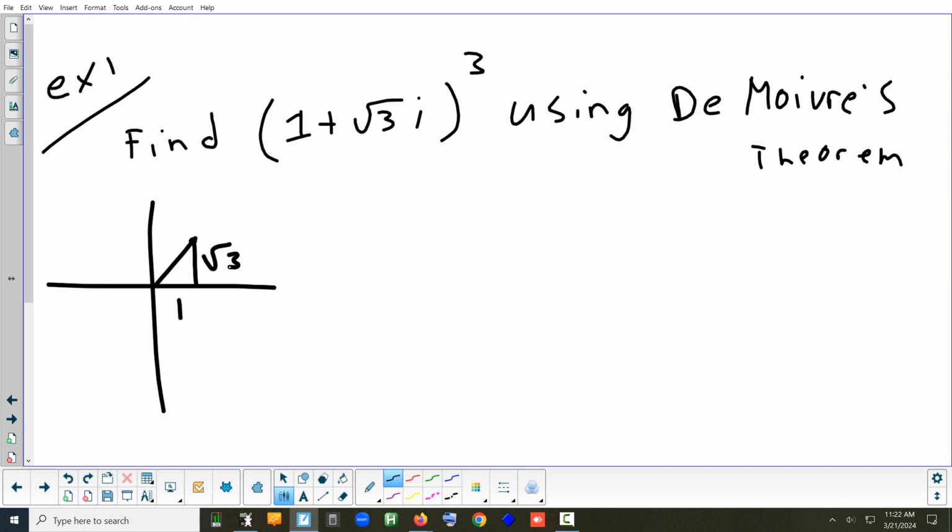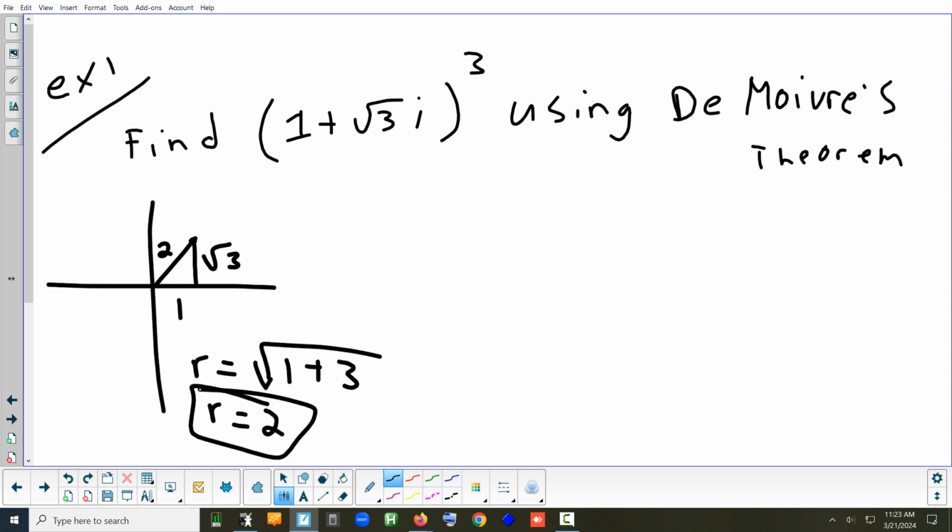Okay, so now using the Pythagorean theorem, what's 1 squared? 1. What's the square root of 3 squared? 3. Add them up and take the square root. So what's my radius? 2. And this is a 2.